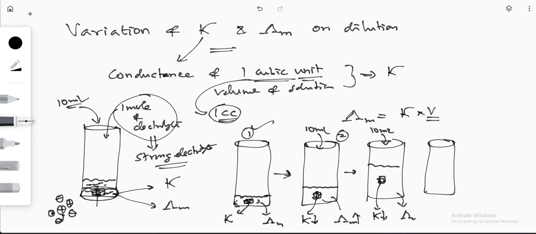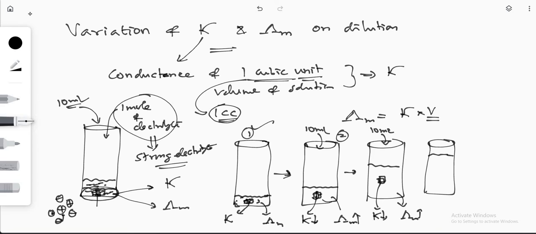Now what happened to molar conductance? Molar conductance will increase. Why? Because ions spread out, so distance between the opposite charge ions increases. Therefore, attraction between the ions decreases, so ions start to move more freely. Therefore, conductance will increase. If I dilute further and further, kappa decreases, lambda m increases.